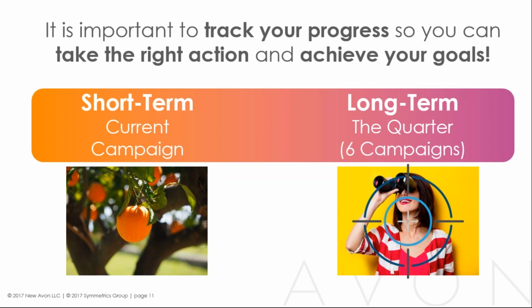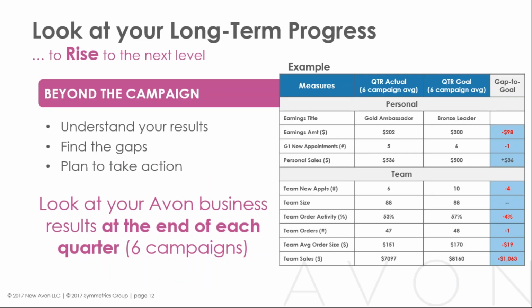So we're shifting our attention from tracking short-term results to tracking where we are versus our long-term goals. So it's a great idea to go through this exercise every 6 campaigns or at a quarter at a minimum. So looking at your long-term progress, follow the same steps to track long-term progress as you did to track short-term. Look at your results versus your goal. Find the gaps and adjust your plan to take action.